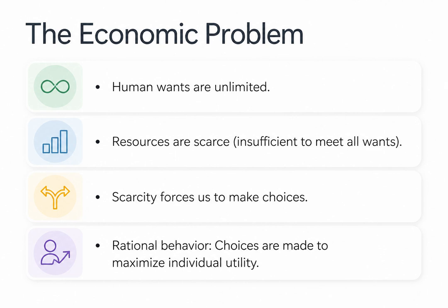We live in a world where human wants are virtually unlimited, but the resources to satisfy those wants are strictly limited or scarce. Because we cannot have everything, scarcity forces us to make choices. Economists assume that people behave rationally, meaning they make choices designed to maximize their own satisfaction or utility.